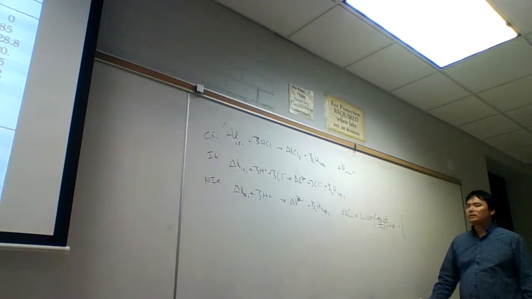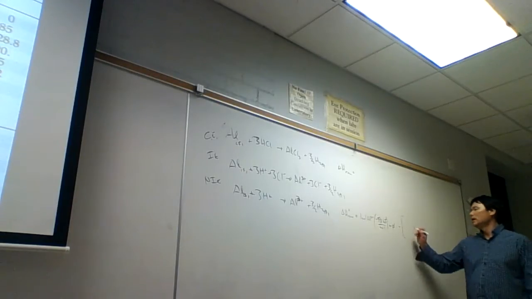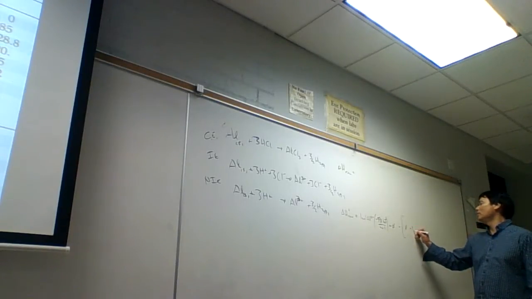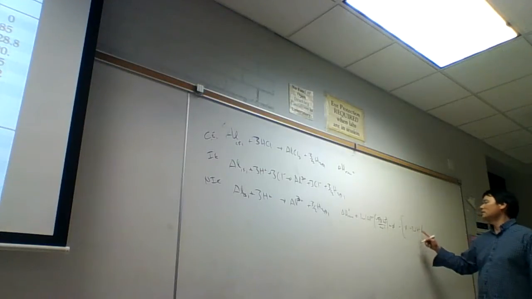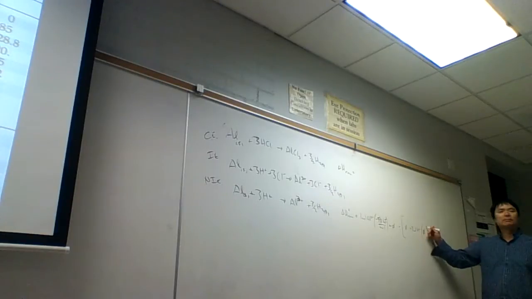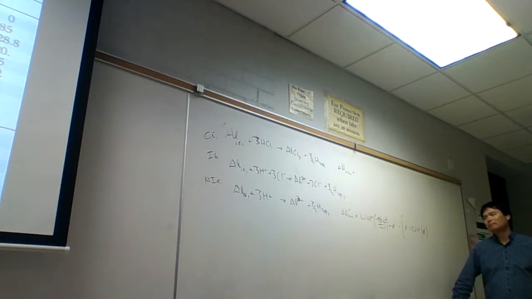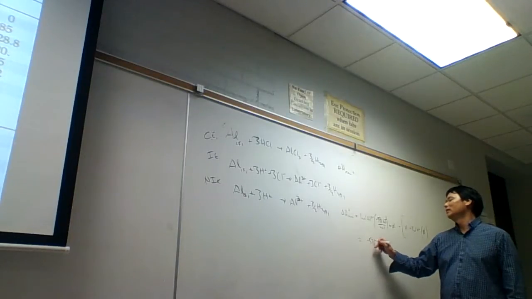Minus the reactants. Al solid is going to be 0. And then I have plus 3 moles of H plus. And what's the delta H of formation of H plus? 0. 0 again. Oh, that was easy. And so delta H of the reaction here is just minus 531 kilojoules.